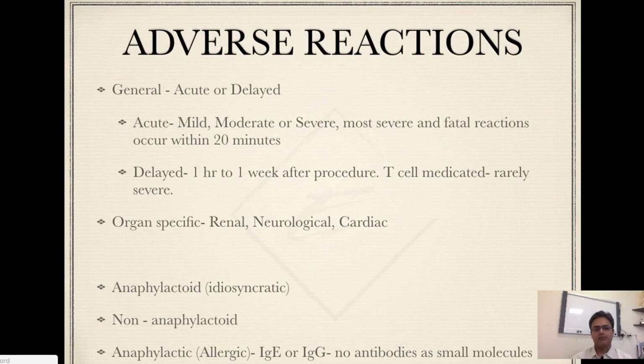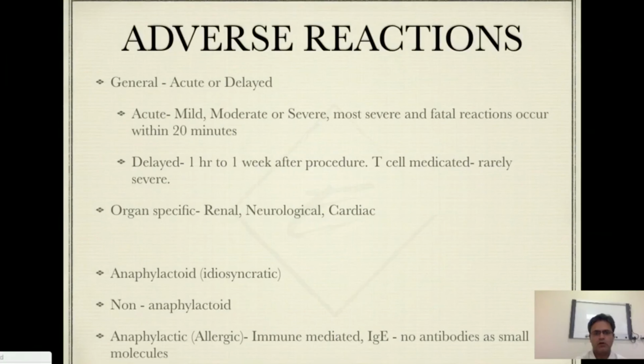The delayed ones are classified as the ones occurring after 1 hour to 1 week of the procedure. These are delayed because they are T-cell mediated, and they are generally not so severe. Whereas the acute ones, which occur within 20 minutes, are often the most severe, and can even be fatal reactions.